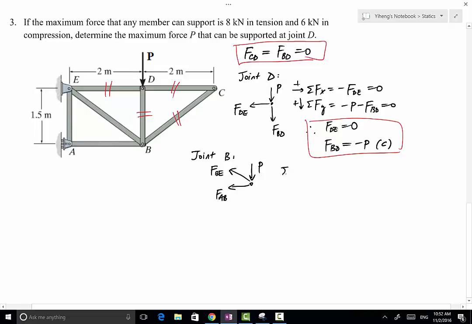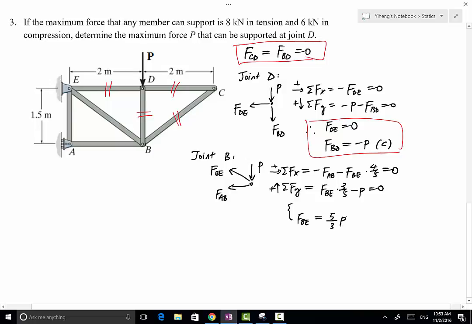So this is 3, 4, and this is 5. Therefore, along the x direction, we have negative FAB minus FBE with a component of 4 over 5 equals 0. Along the y direction, again still using the conventional xy coordinate system, we have positive FBE with a 3/5 component minus P equals 0. So two equations. From the second equation, we can solve for FBE to be 5 over 3 of P.